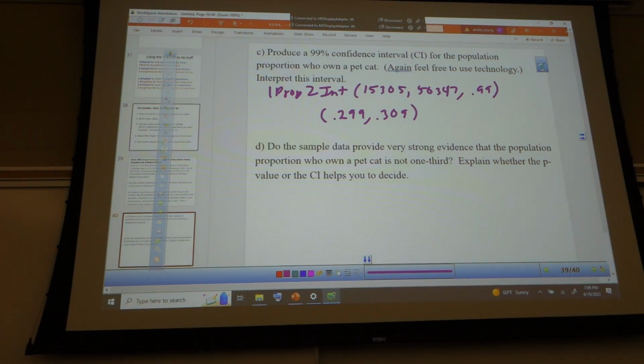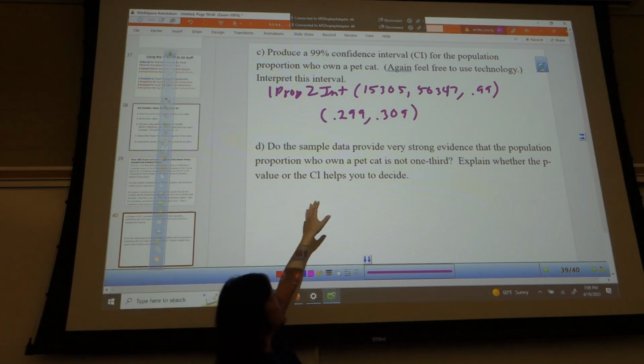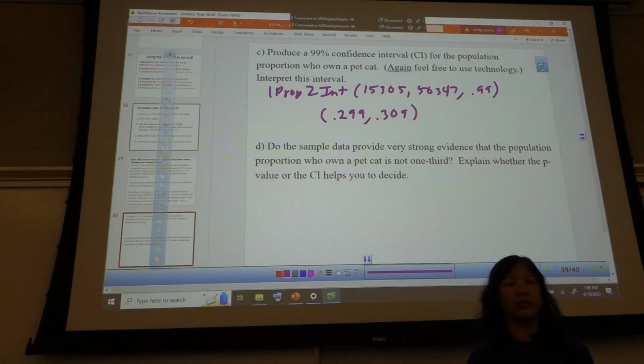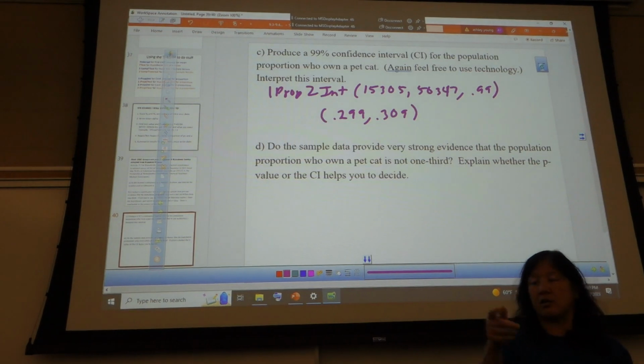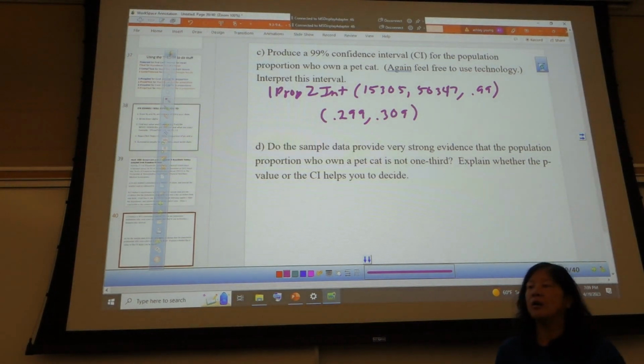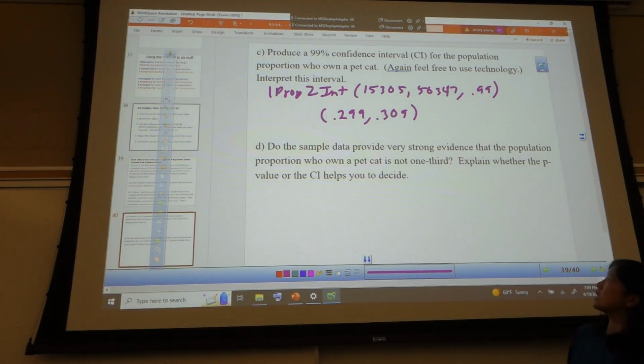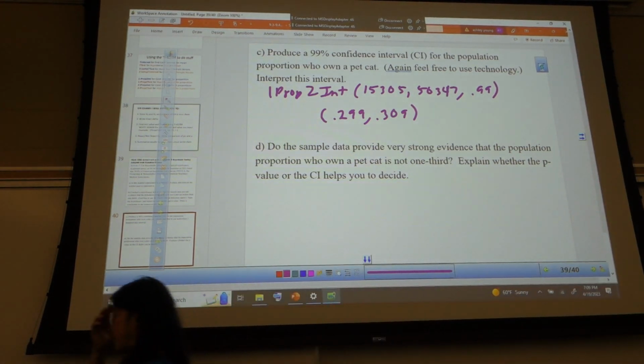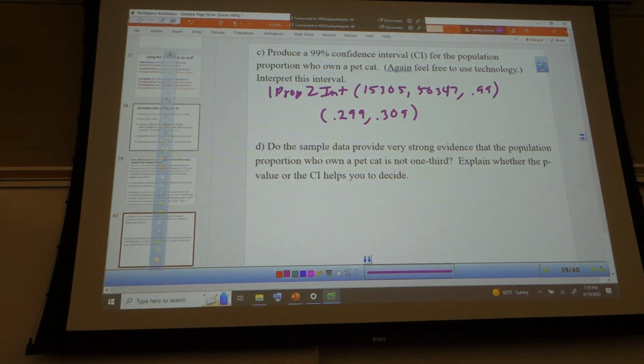Do our sample data provide very strong evidence that it's not 1/3? Do you find strong evidence? Yes, absolutely. What provided that strong evidence? Was it the p-value or the confidence interval that helped you decide that? The p-value. Exactly. The p-value gives us evidence. That's where we get our evidence from. So it's very strong evidence. It's the p-value.